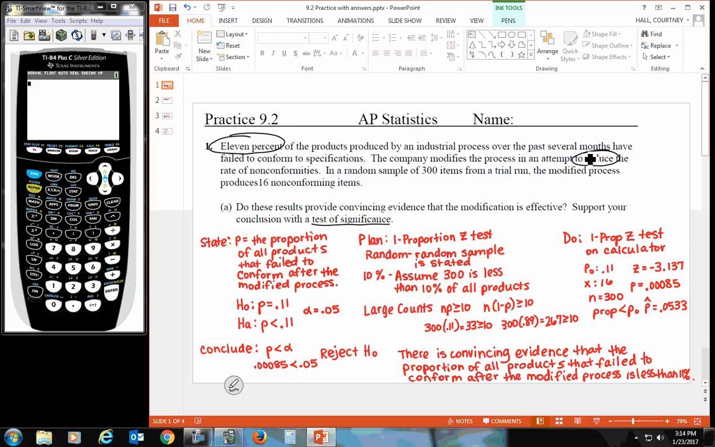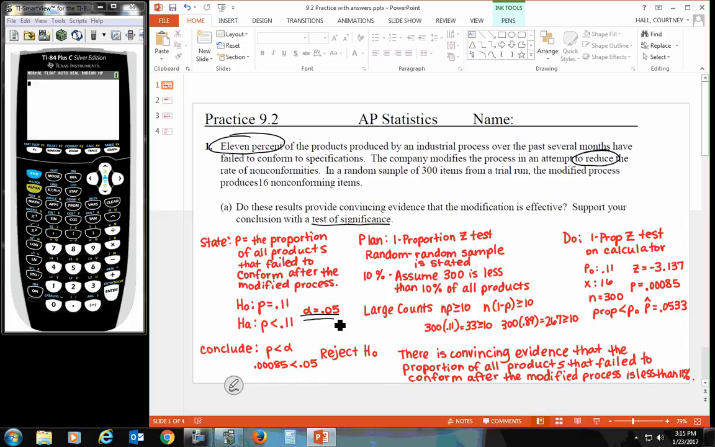Also, we need to remember to set our significance level within the state part. And so we want to say that alpha is 0.05. They did not give us a significance level, so we're going to go ahead and state it to be 0.05. That is the one you want to use if you're not given another alpha, which we call the significance level. For the plan, we want to have 4 parts there.